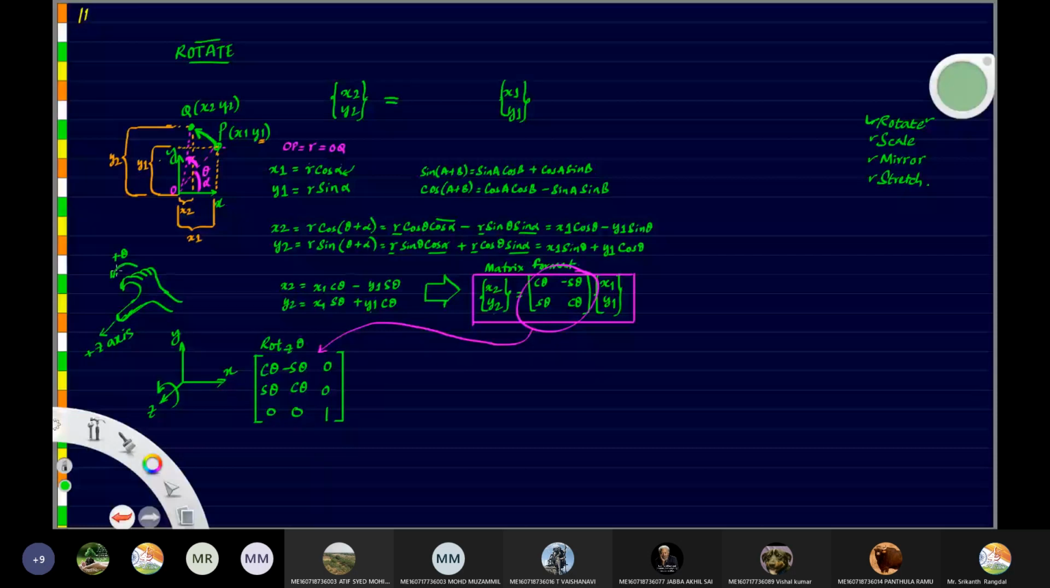But if you want to rotate it in the opposite direction, this is the direction you want, then that angle we have to take as negative. Okay. Is this clear? Any doubts here? Come on, any doubts here?